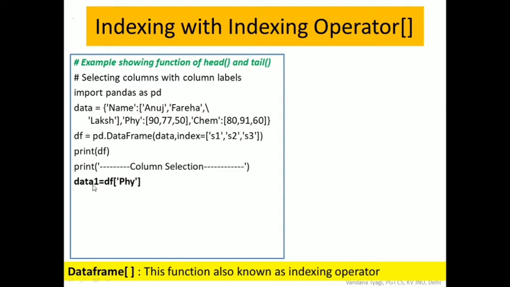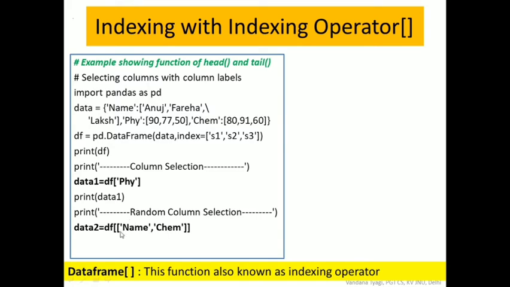This data1 is a new object where the result of only the physics column is being extracted and stored inside data1. So once we are printing data1, only physics entries are visible. Similarly, we can select multiple columns also, and there we are putting up a nested list.